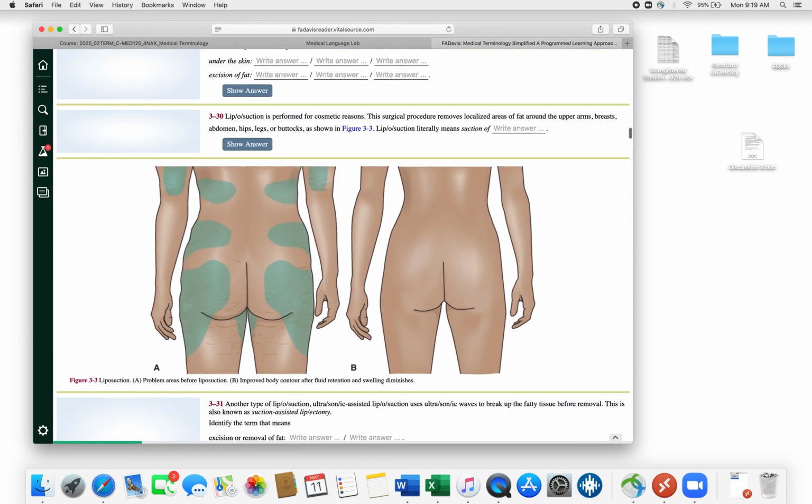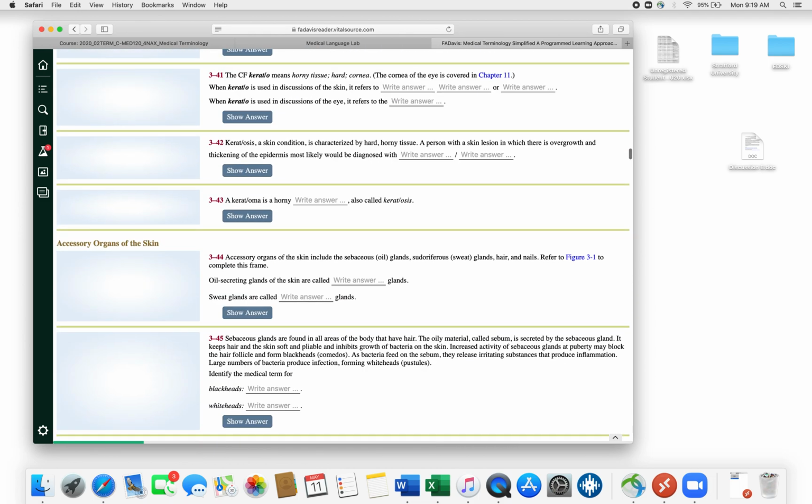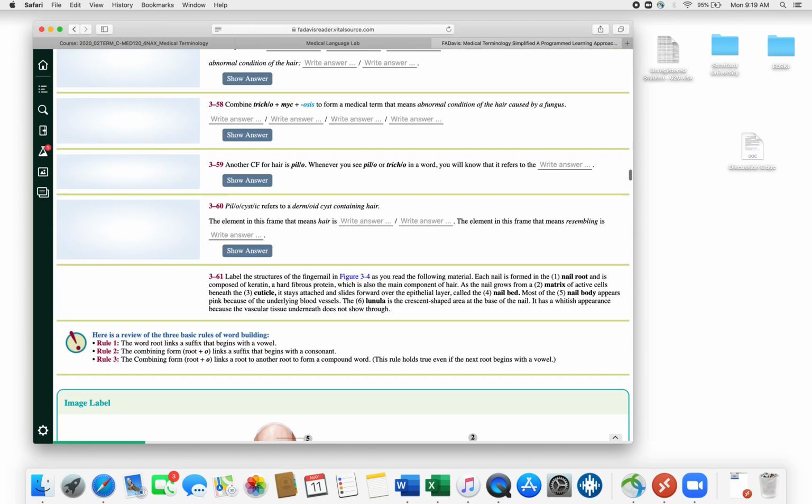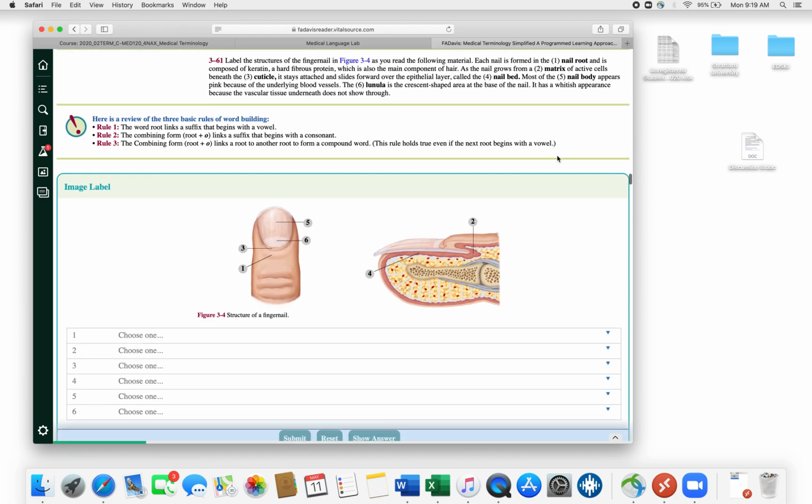Oh, liposuction, areas of liposuction. And by the way, if you've ever seen a video of liposuction, it is not pleasant, and it causes a lot of trauma, and it causes a lot of pain. And the pain doesn't end after a day or two. It's like weeks.